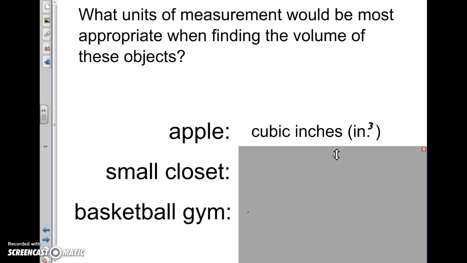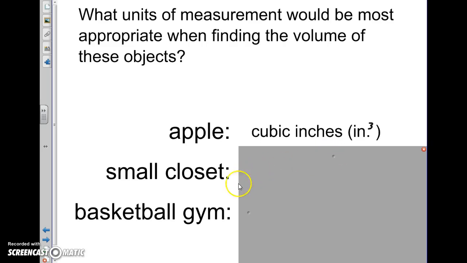So cubic inches is going to make a lot more sense for an apple because it's a few inches wide, a few inches tall, a few inches long. So cubic inches makes a lot more sense when you're measuring something the size of about an apple.